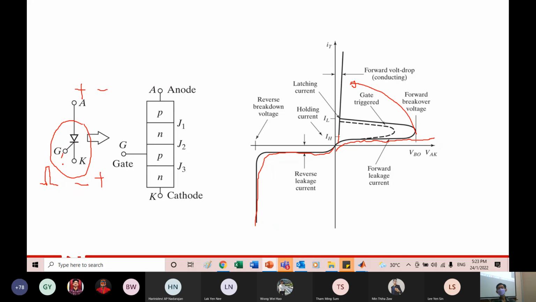So now you can see that it doesn't require the pulse to be at the gate forever. So in this sense, even though it's a current-driven switching device, it's not really taking a lot of power consumption.